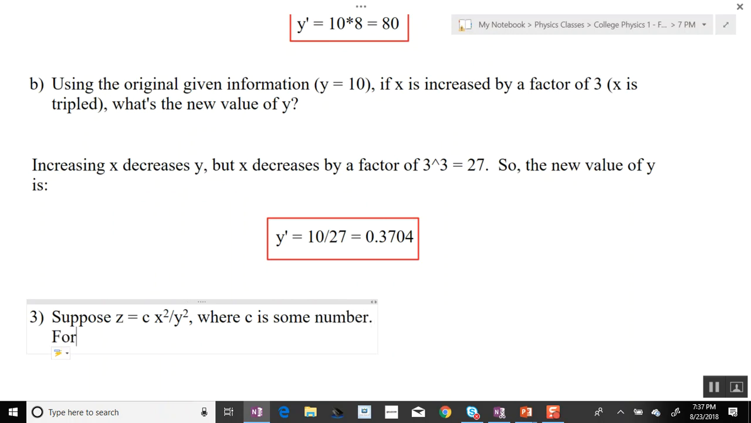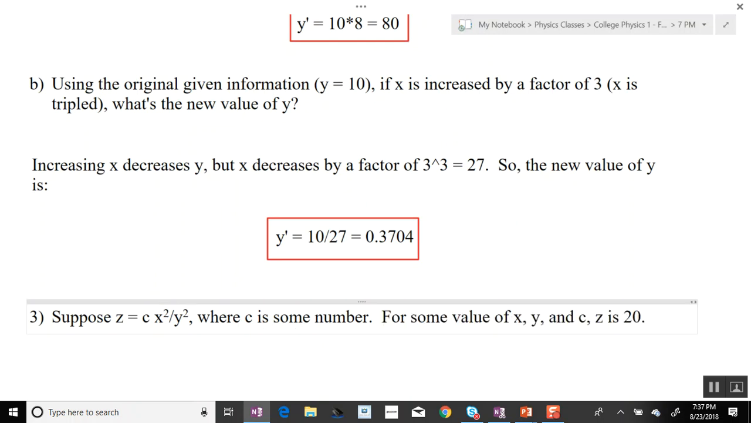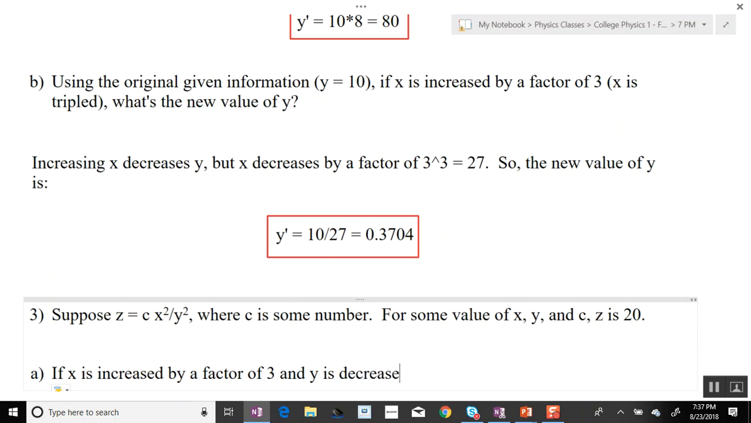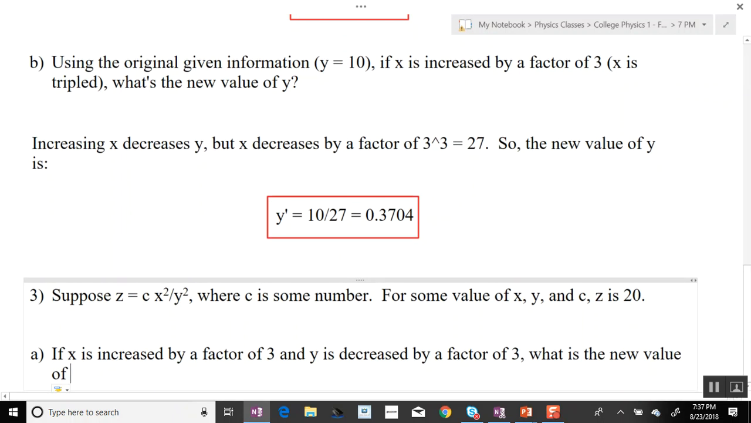For this case, for some value of x, y, and z, z equals 20. So z is 20, that's what we're starting from. And we're going to change x and y and see what happens. If x is increased by a factor of 3 and y is decreased by a factor of 3, so it's the same factor, but one is increasing, one is decreasing, what is the new value of z?